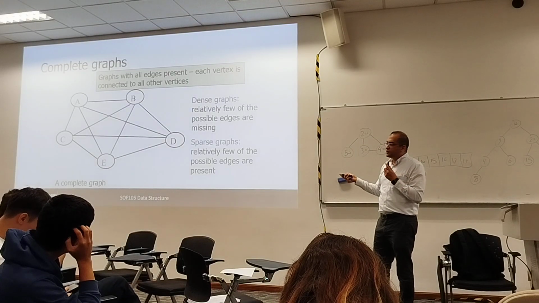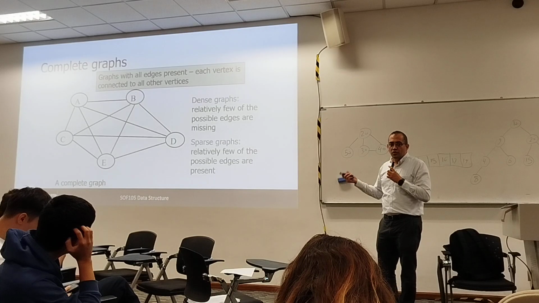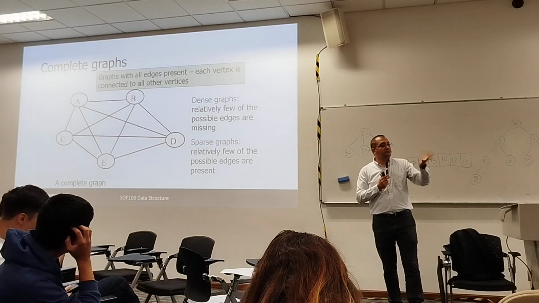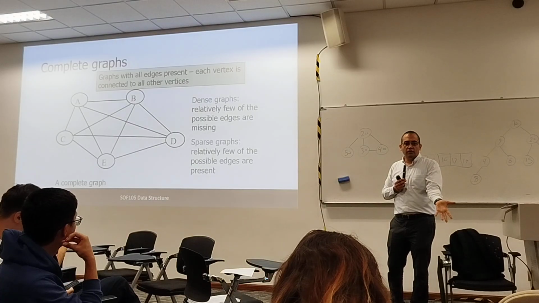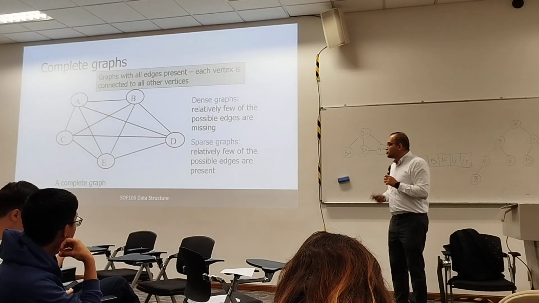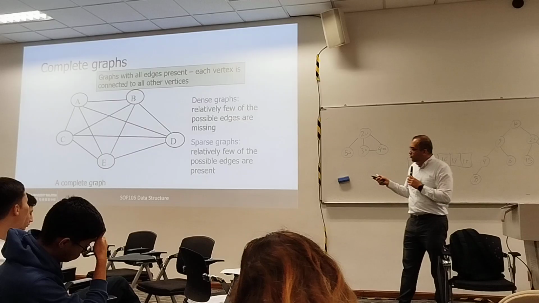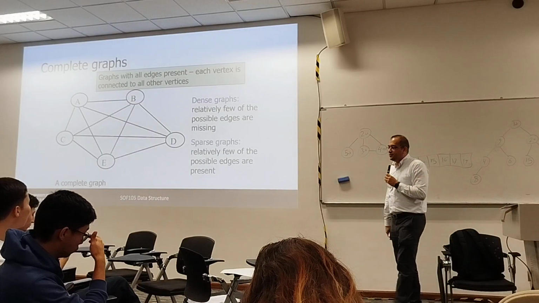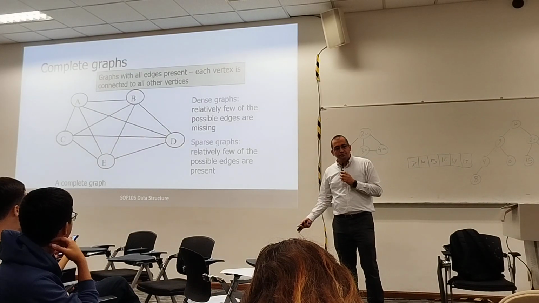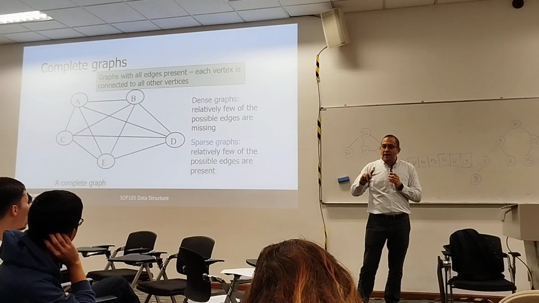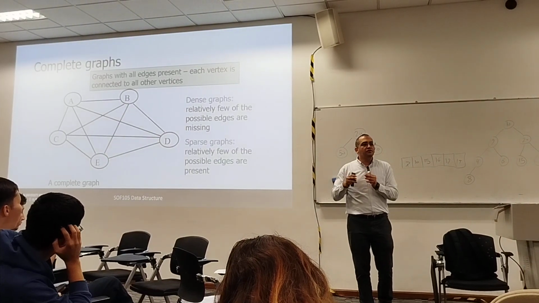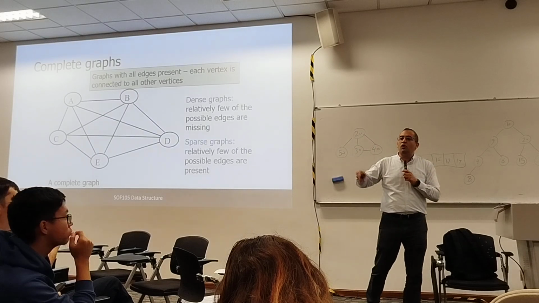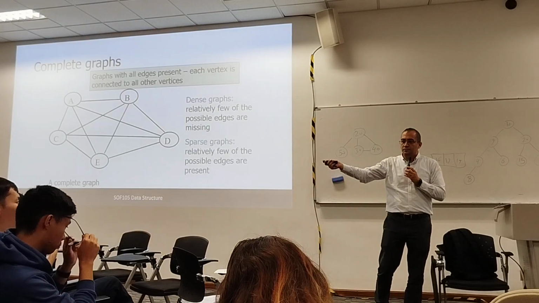How about sparse graph? What is a sparse graph? The opposite of dense. Only a few edges are there. So, sparse graph, relatively few of the possible edges are present. You know now the difference between sparse and complete? Sparse, few connections. Dense, a lot of connections. Complete, all connections. All right?